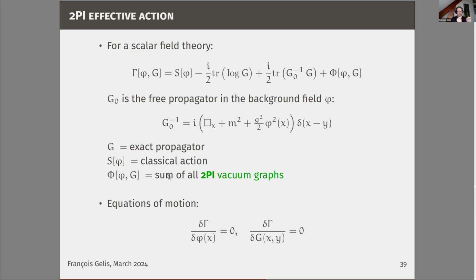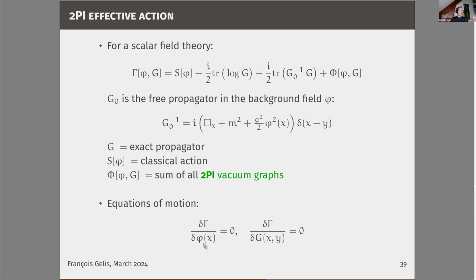So two particle irreducible means that if you take any graph in this Phi and you cut two lines, it's still connected. So there are fewer graphs in this Phi than in the one particle irreducible effective action. G0 inverse, or G0, is a propagator in the background field phi, but with no additional correction except for the background field phi. So its inverse is just D'Alembertian plus m squared plus g squared over 2 phi squared. This is for a scalar theory with a phi-4 interaction. And G, as I said, is the exact propagator. And if you happen to know this functional, gamma, then you can determine phi and G by solving equations of motion which are very similar to what you do in classical mechanics, where you find the extremum of the action with respect to coordinates.